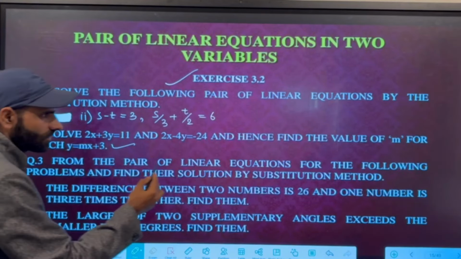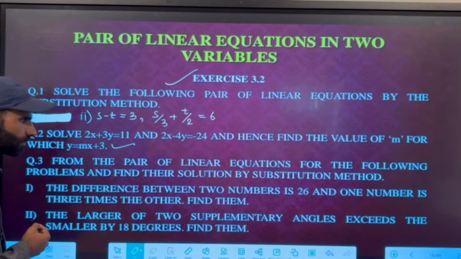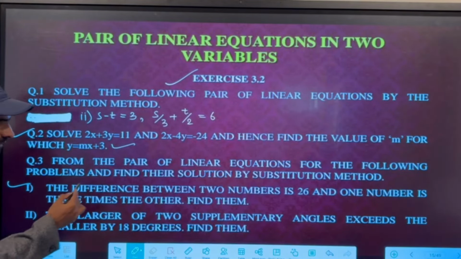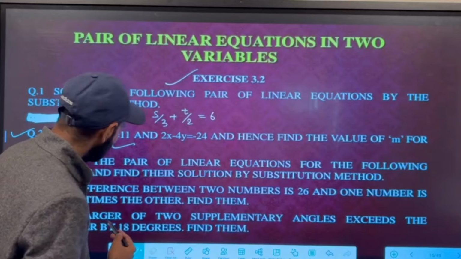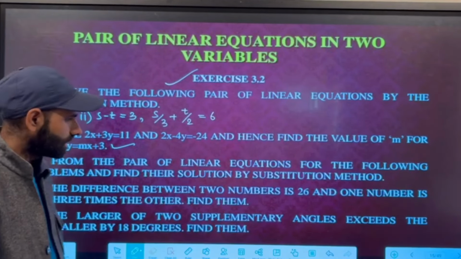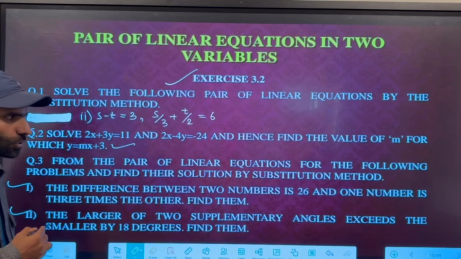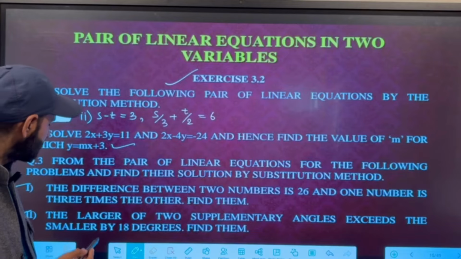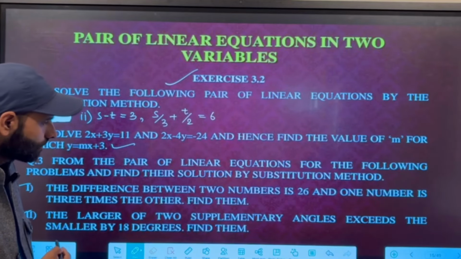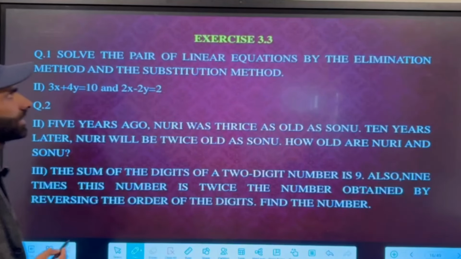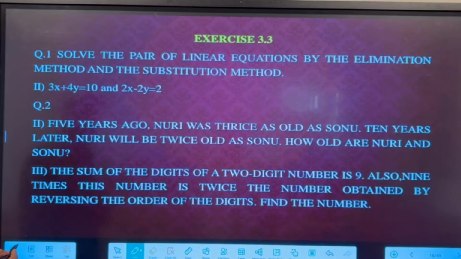Form the pair of linear equations for the following problems and find their solution. First part is the difference between two numbers is 26. One number is 3 times the other. Find them. Second part is the larger of two supplementary angles exceeds the smaller by 18 degrees. Find them.